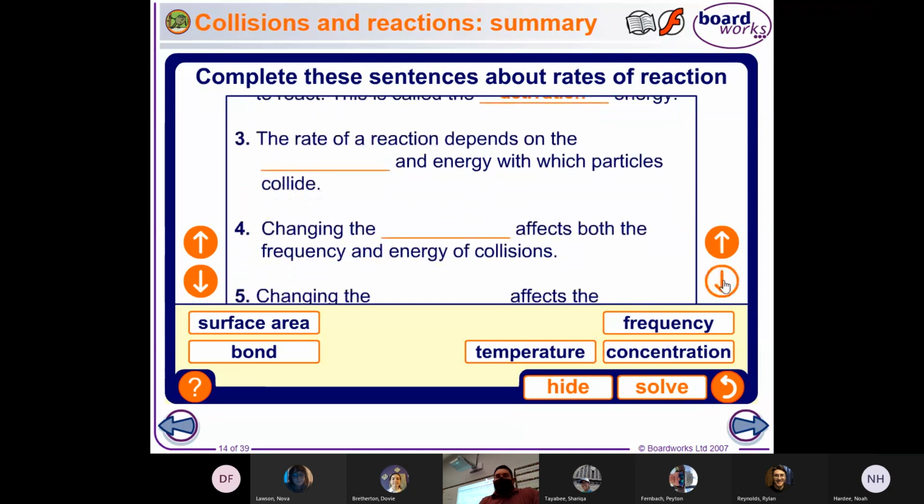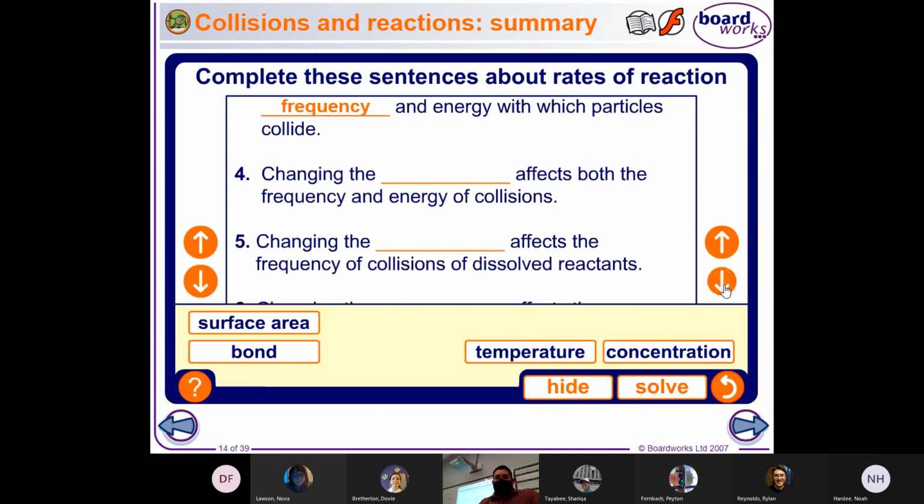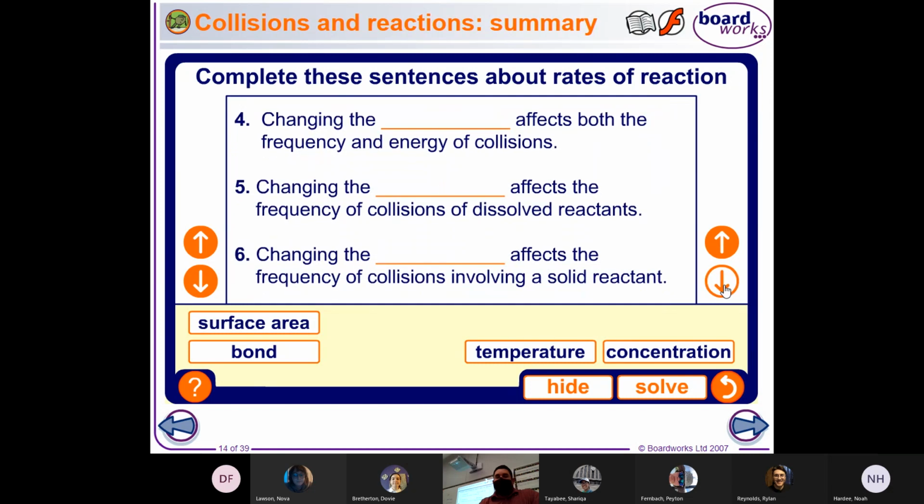So the rate of reaction depends on what? We got to think. There are two things that reactions depend on. It's how often they hit, the frequency, and then the amount of energy they hit with. So changing the temperature affects both the frequency and the energy of collision.